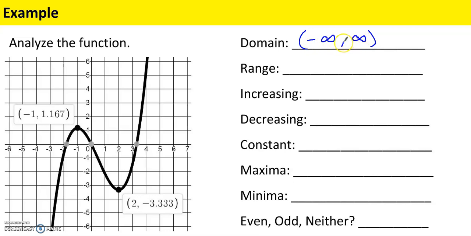What's the range? The range is the set of y values. So I can see that every y value on the graph from -6 to +6 is in there somewhere. And again, if I understand that this graph continues on forever in both directions, I think I can say that the range is all real numbers as well.